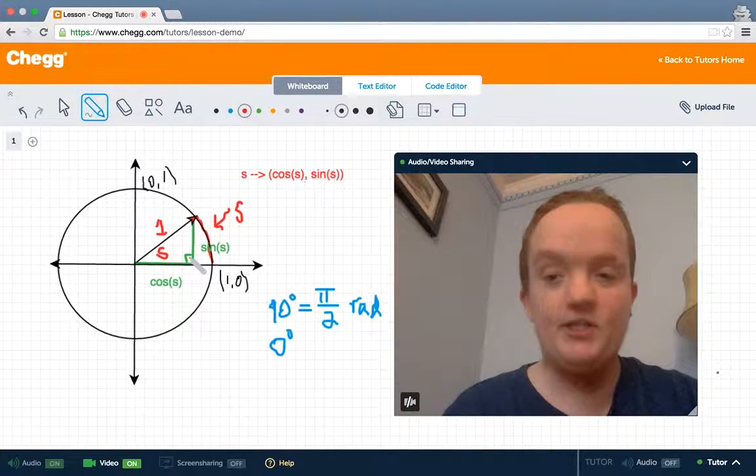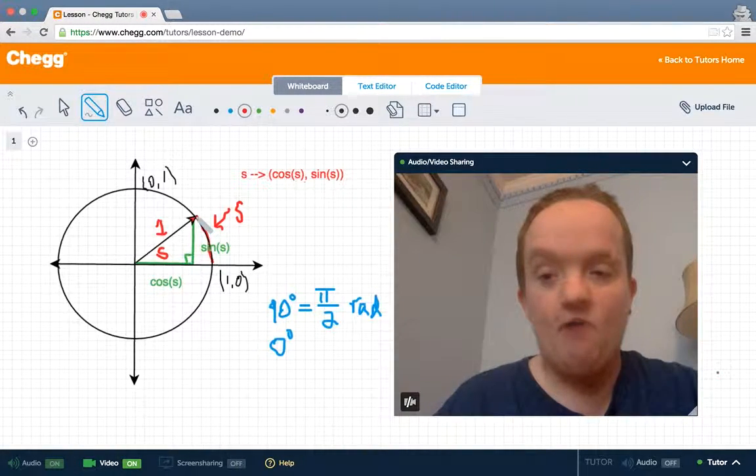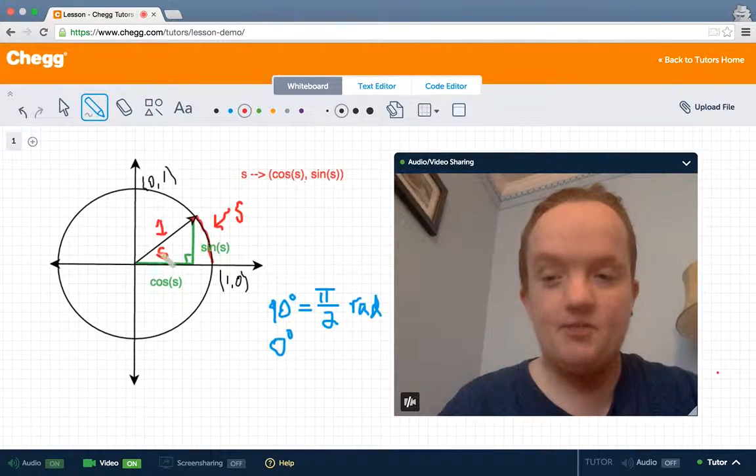The y-coordinate, similarly, is the opposite over the hypotenuse. Again, the hypotenuse is 1, so the y-coordinate of this point where you have arc length S, or where the angle S intersects the unit circle, is sine of S.